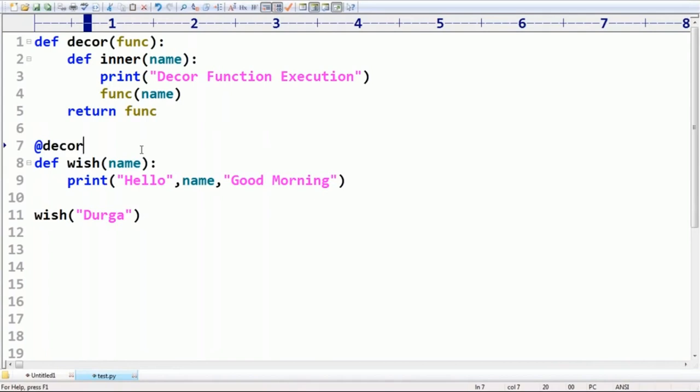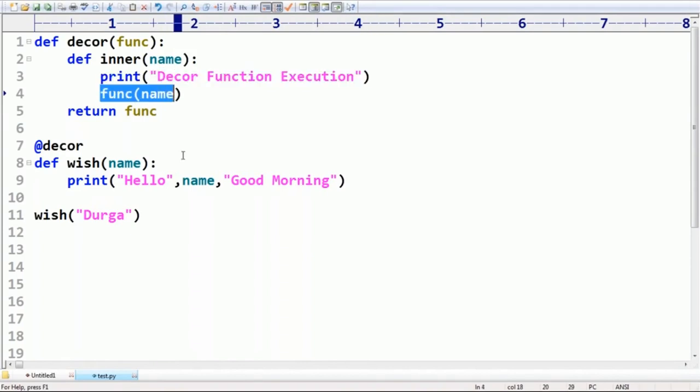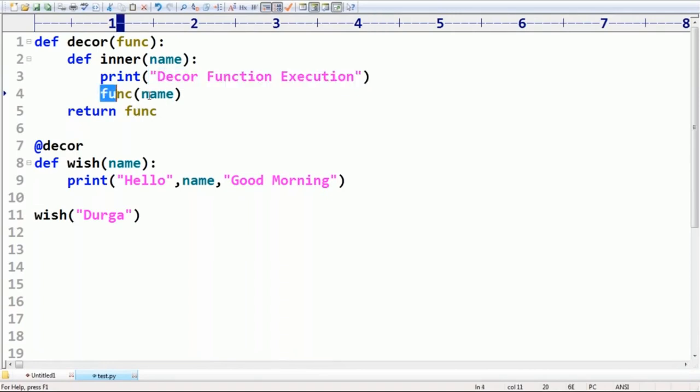Can you please tell now whether the decorator function is going to execute or not? Yes. So internally this inner function is going to be called. As part of that the decorator will be executed, and then the original function will be called again. Now anyone, can you please guess the output? What output are we going to get by default? Yes, decorator function execution. And then it is going to call our function. Our function is nothing but hello Durga, good morning, like this.